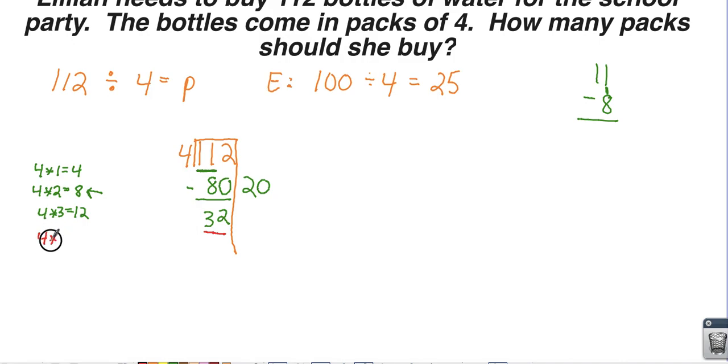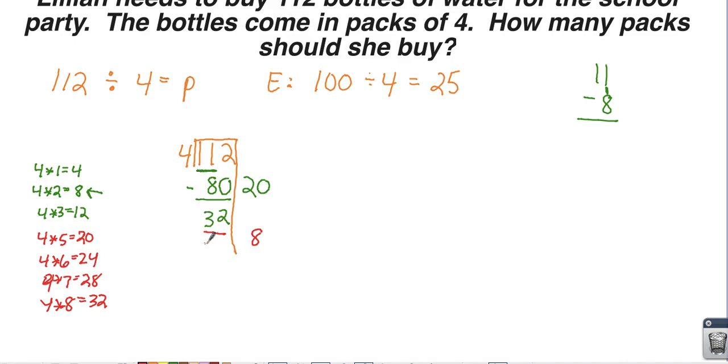I know that 4 times 5 is 20. Let's keep writing our multiples. Again, pause the video if you'd like to try this on your own, or if I'm going too fast. 4 times 7 is 28. I'm trying to get to 32. So maybe 4 times 8 is 32. So 32 divided by 4 is 8.